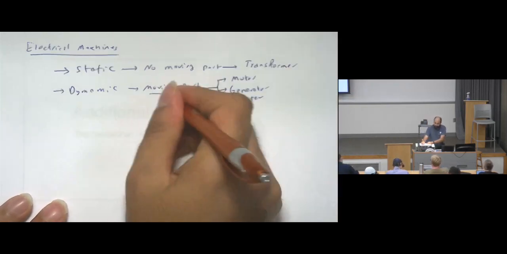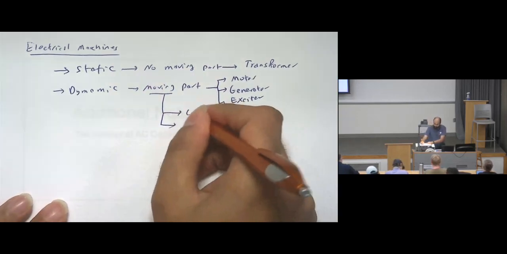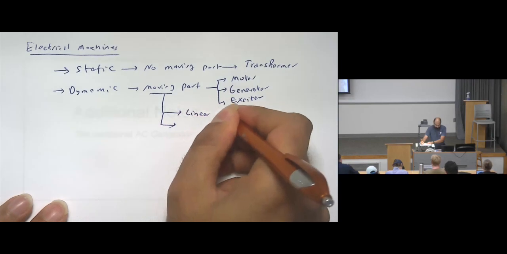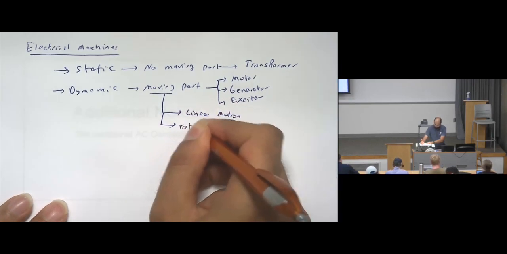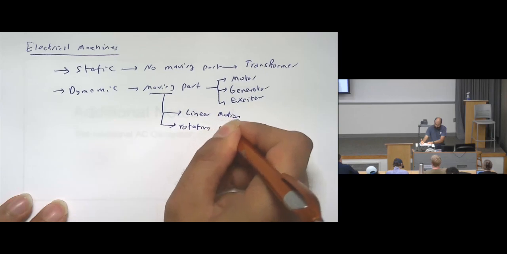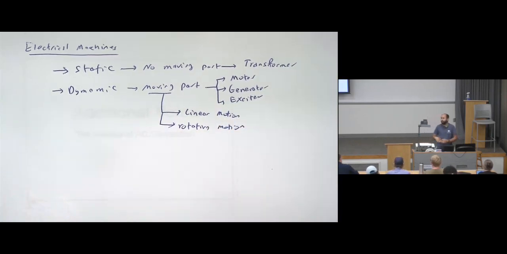The motion can also be classified into two types. It can be linear motion, or it can be rotating motion. The vast majority of the motors and generators that we know about have rotating motion, but some can have linear motion.